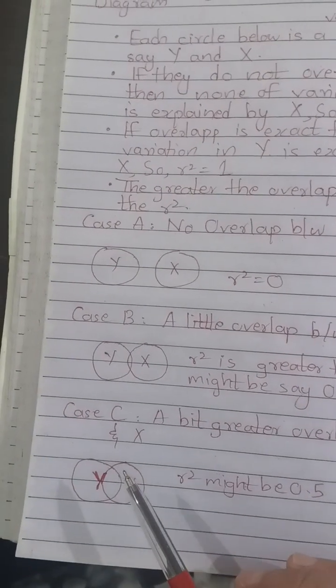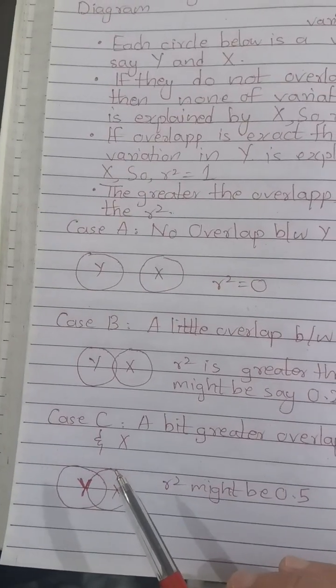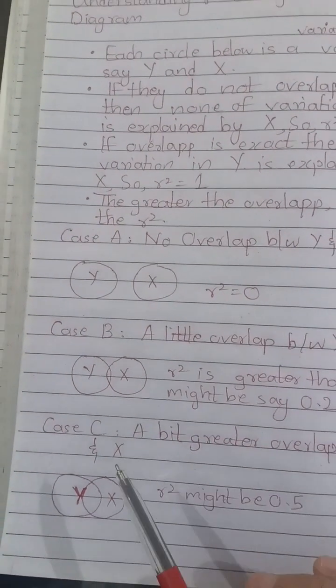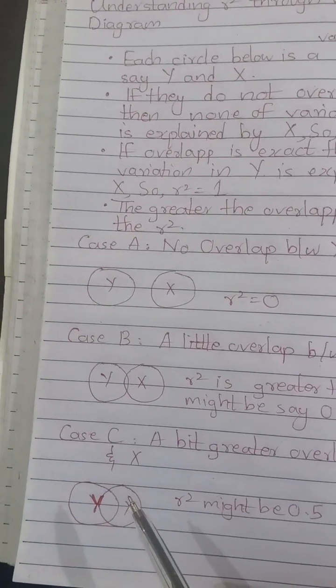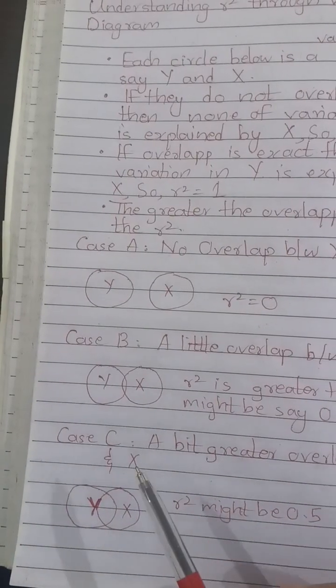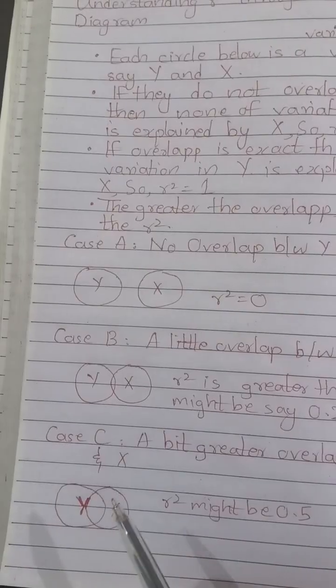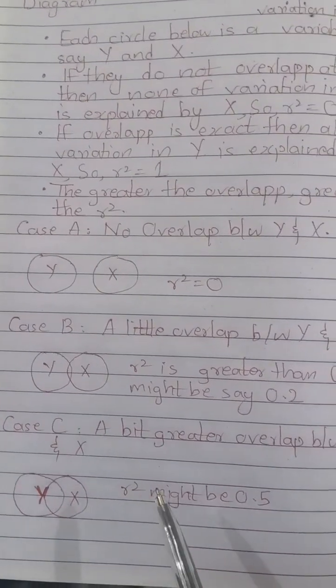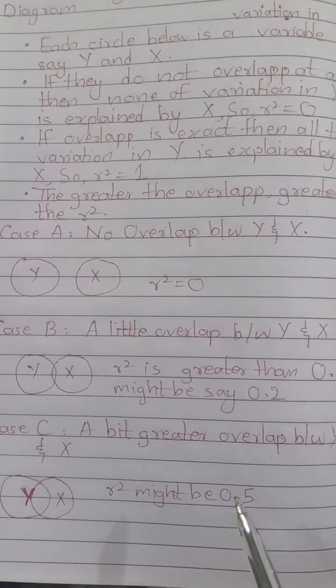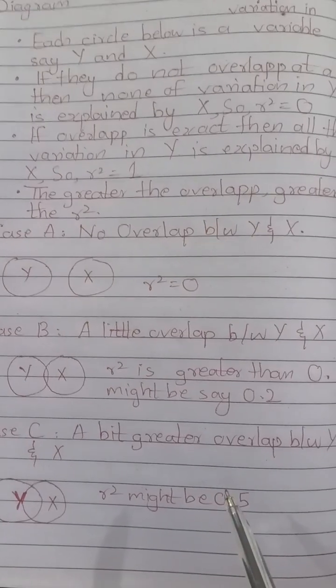Consider this example where the overlap is much greater as compared to case B. Here, as compared to case B, more of the variation in y is explained by x because the overlap is much greater. So here R square may be 0.4, 0.6, 0.5.